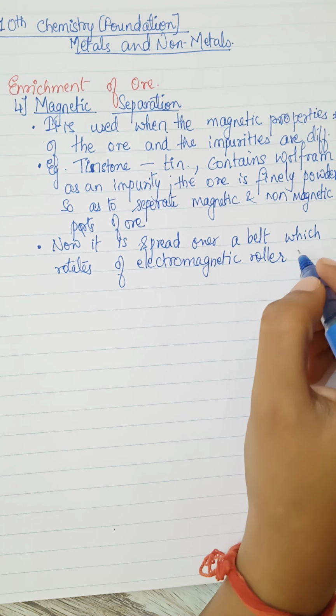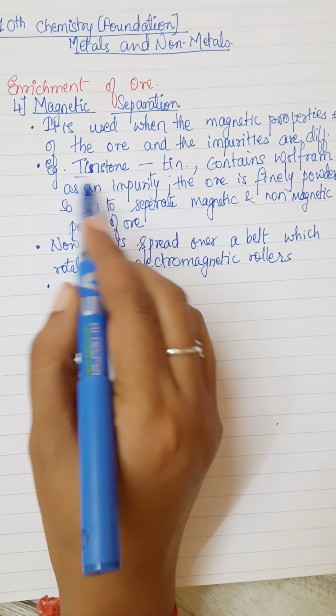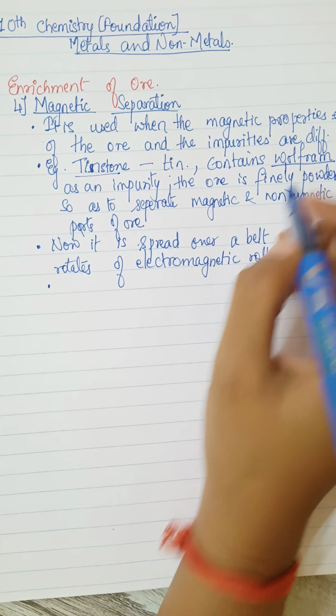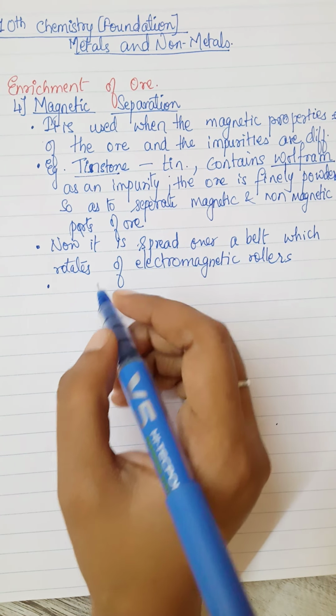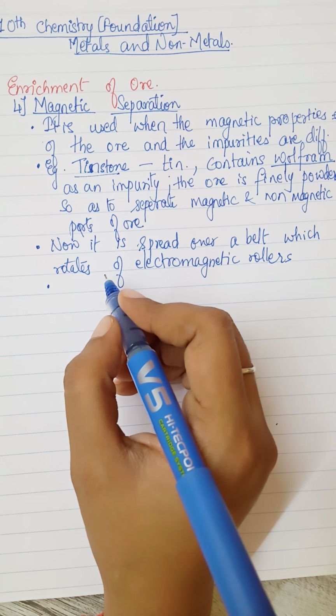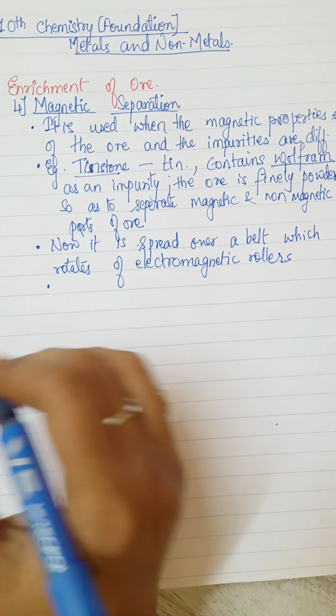Right, so now here in this case, that is the tin stone where wolfram is an impurity and is also magnetic, will be attracted and get collected in the pot near the magnet. ठीक है, whereas tin stone, that is the ore, falls away from the magnet.